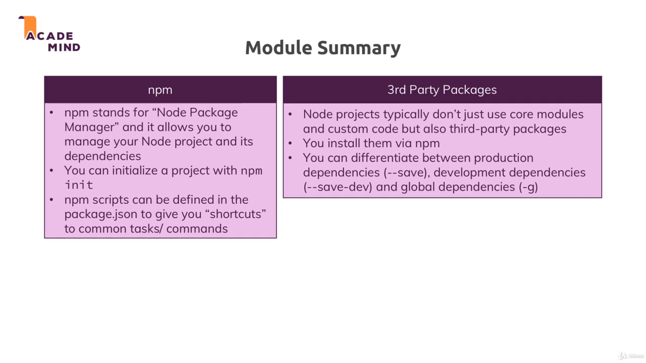You can install different kinds of dependencies, which doesn't really make a difference. You could use them all even without specifying any of these options, but it helps you keep track of which dependency you're using for what. --save and --save-dev allow you to differentiate between production and development dependencies, and global dependencies with -g can be run from within the terminal without getting a command not found error.